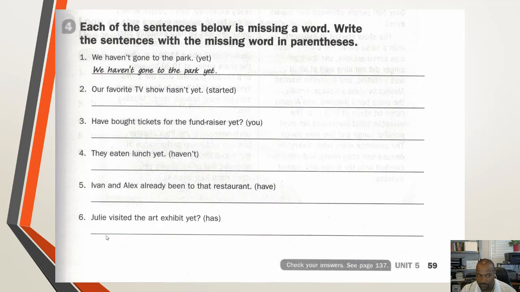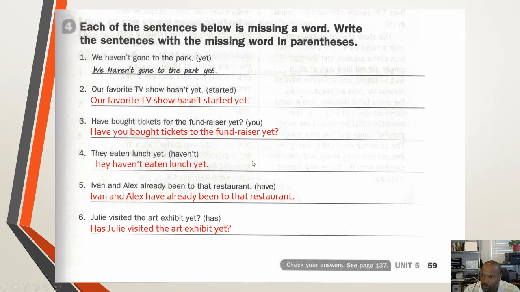And then number 6, Julie visited the art exhibit yet? And this is a question. They want us to use the word has. So I would rewrite this and say, has Julie visited the art exhibit yet? All right. And those are my answers. Hopefully you got the same.